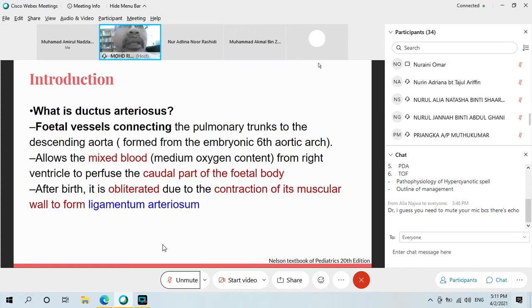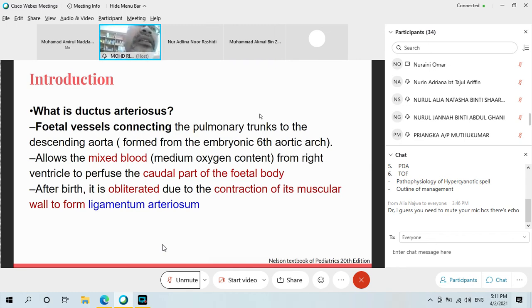And there are peripheral signs of PDA, like your friend mentioned just now. Bounding pulse. Usually a bounding pulse is not a collapsing pulse. But there are some people who consider bounding and collapsing pulse to be the same thing. But to me, a bounding pulse is not necessarily a collapsing pulse. A collapsing pulse must be bounding.